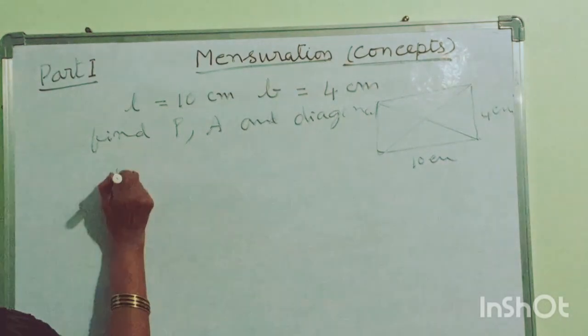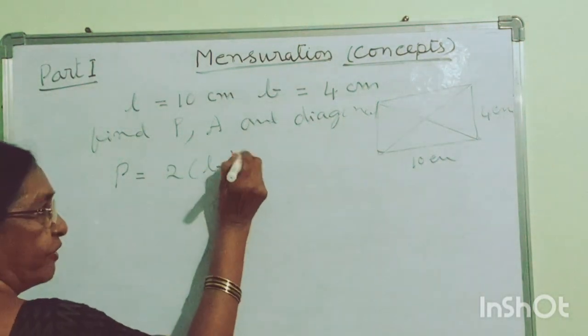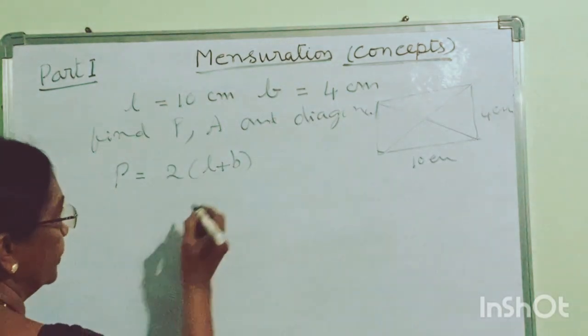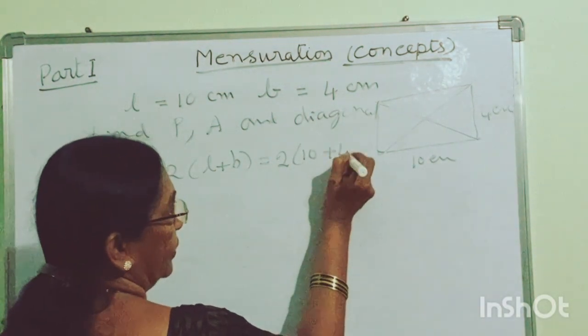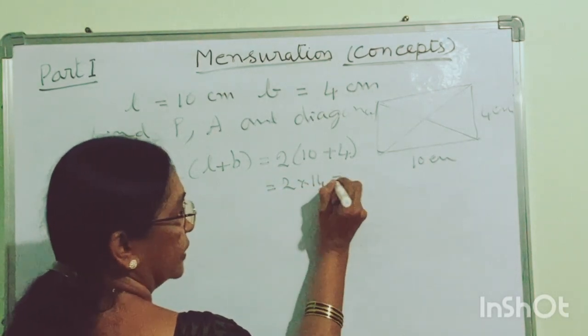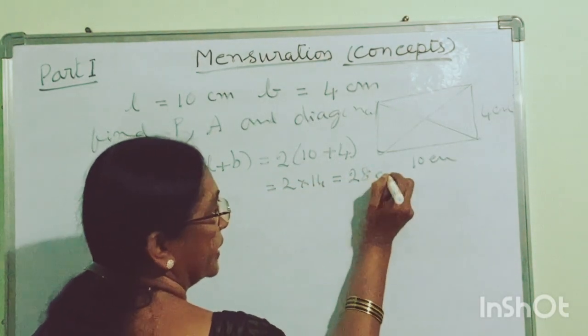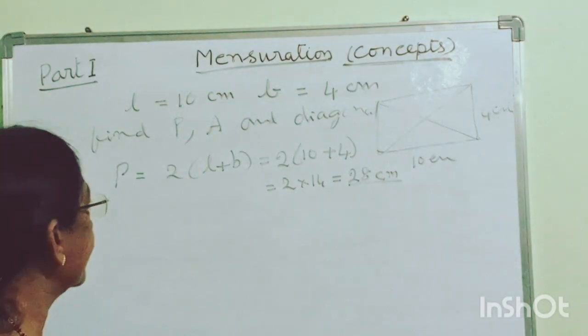Both the diagonals are equal, so we will find one diagonal. So first perimeter. Perimeter is equal to 2 into L plus B. We have derived the formula. 2 into L plus B, that is equal to 2 into 10 plus 4 centimeters. So 2 into 14 is equal to 28 centimeters. So perimeter of the rectangle is 28 centimeters.